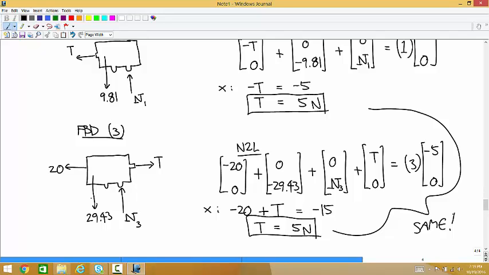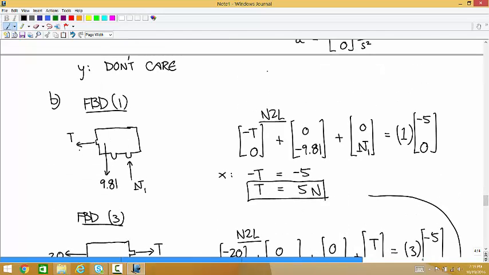So how does it even know that? None of this would accelerate at all without that 20 Newton force. How did this one even know that there's a 20 Newton force?